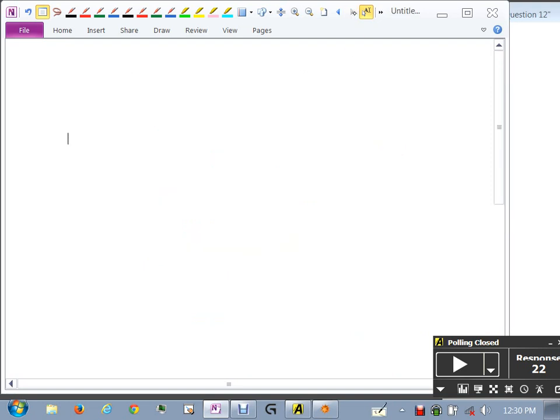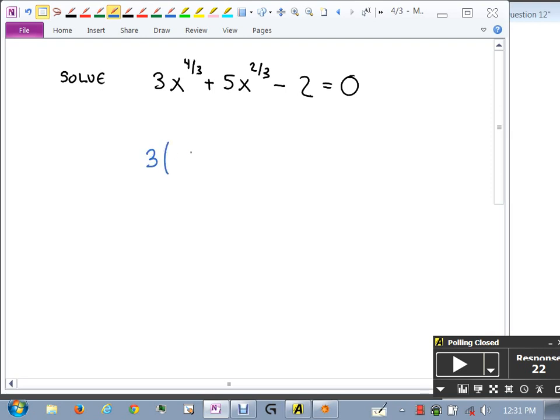Good? Okay. So what if you had: solve 3x to the 4/3 plus 5x to the 2/3 minus 2 equals 0? Quadratic form or not? What are you thinking you're going to use as your u? X to the 2/3? Well, let's try it. It would have to be 3. Then you're saying it's x to the 2/3? I need to be able to square that and get 4/3. Is that right? It's 2/3 squared. X to the 2/3 squared going to give you this? Yes. And then rewrite the rest of it.